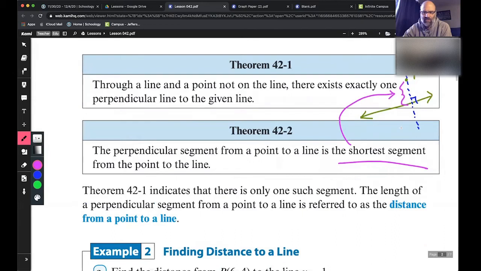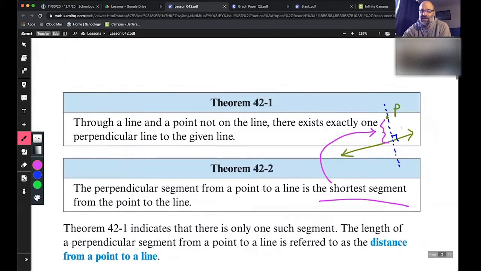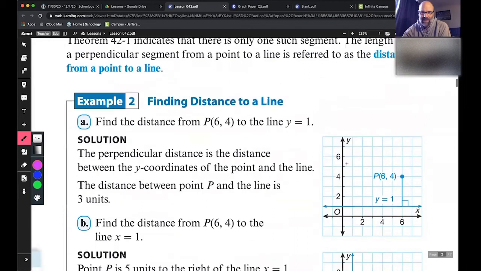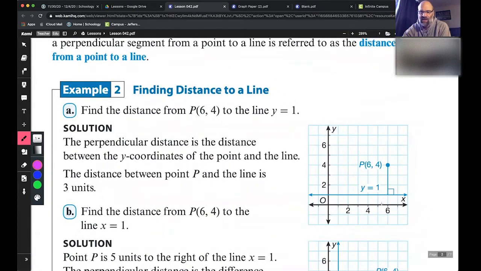Do you guys understand the two theorems? First of all, there's only one perpendicular line that you can draw from the point to the line. And then that line segment is the shortest distance from the point not on the line to the line. Okay. All right. So now back down to the nitty gritty. Find the distance from (6,4) to the line y equals 1.